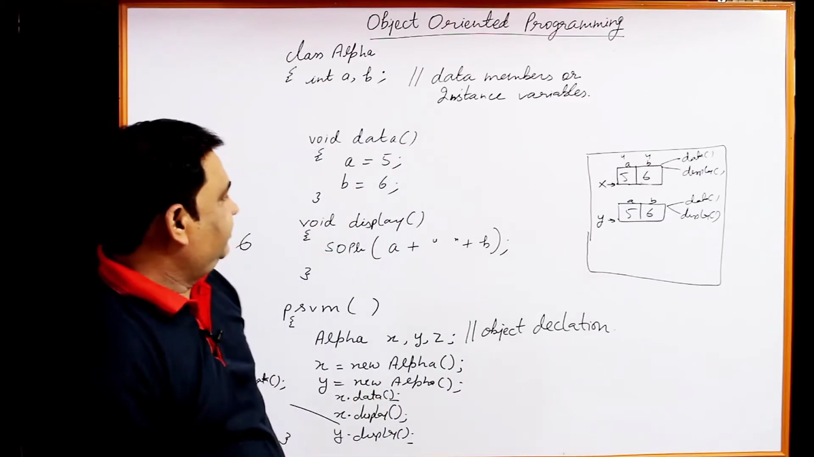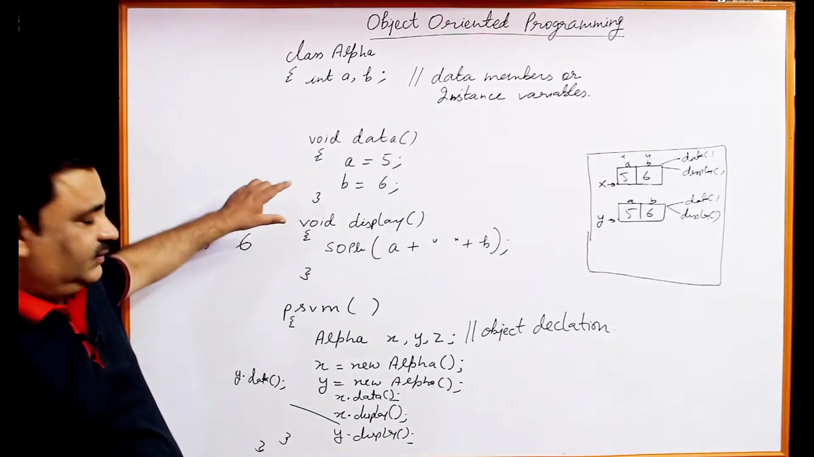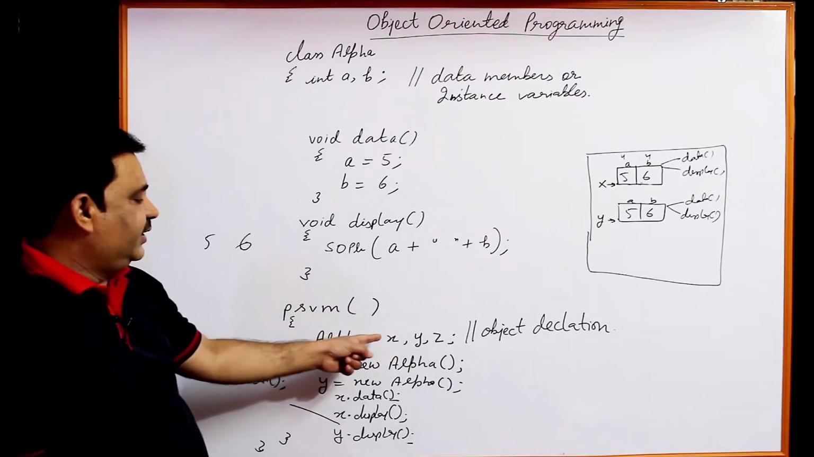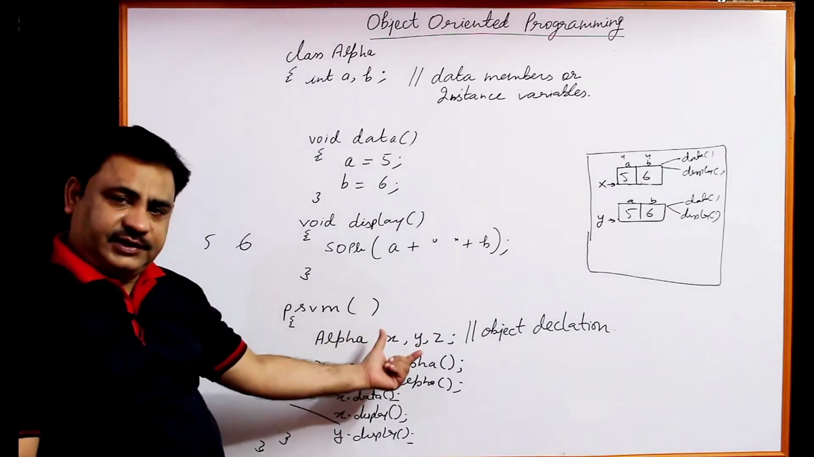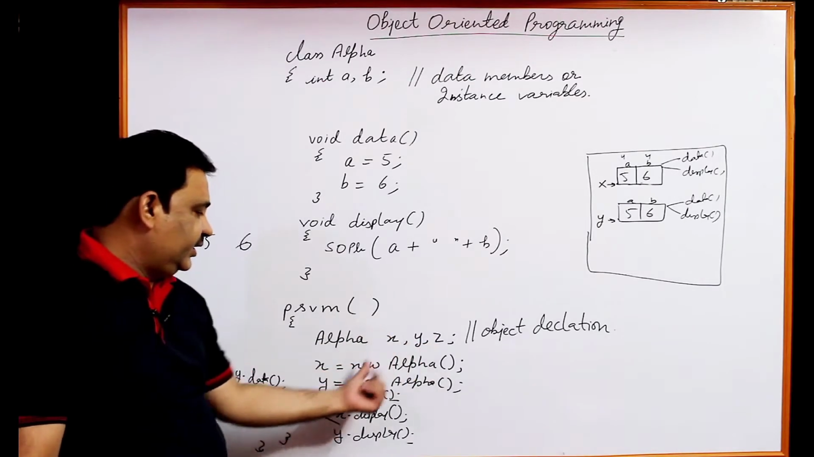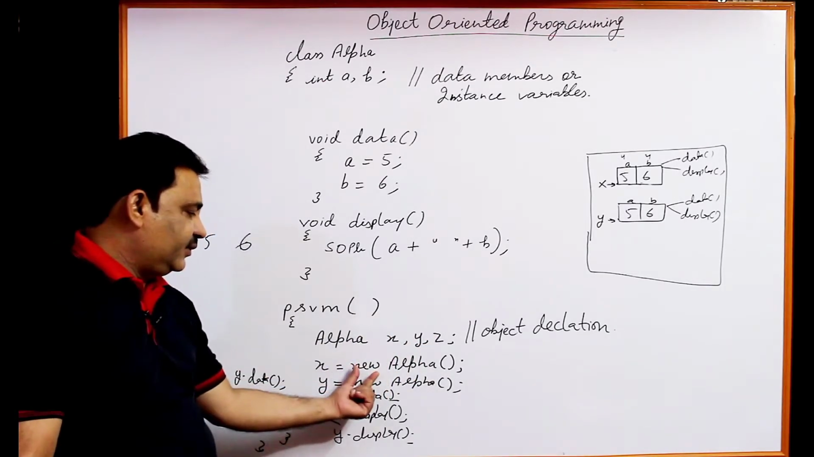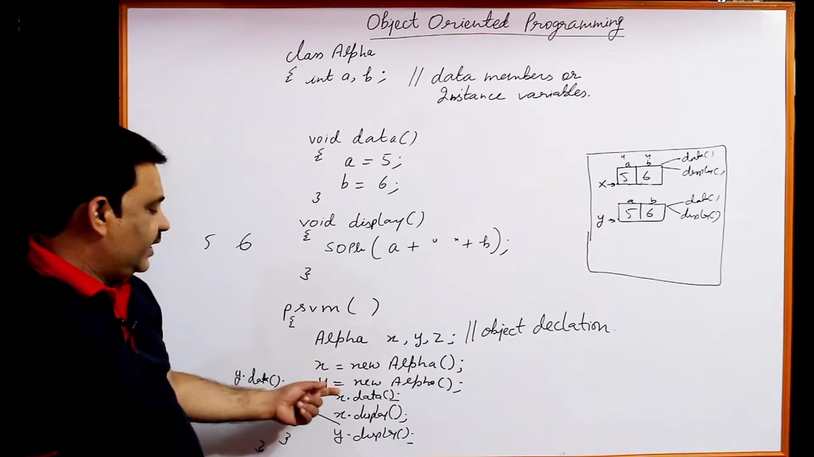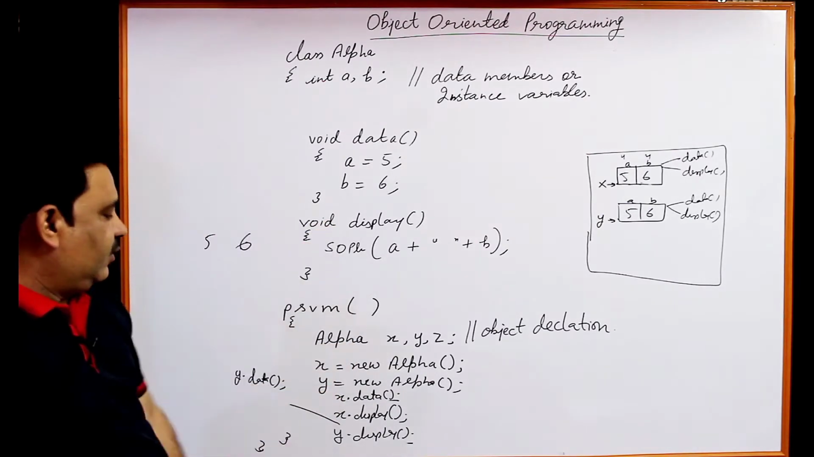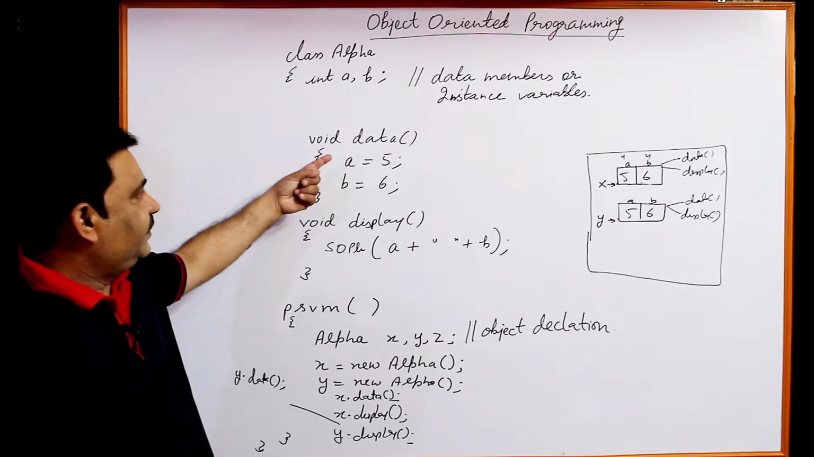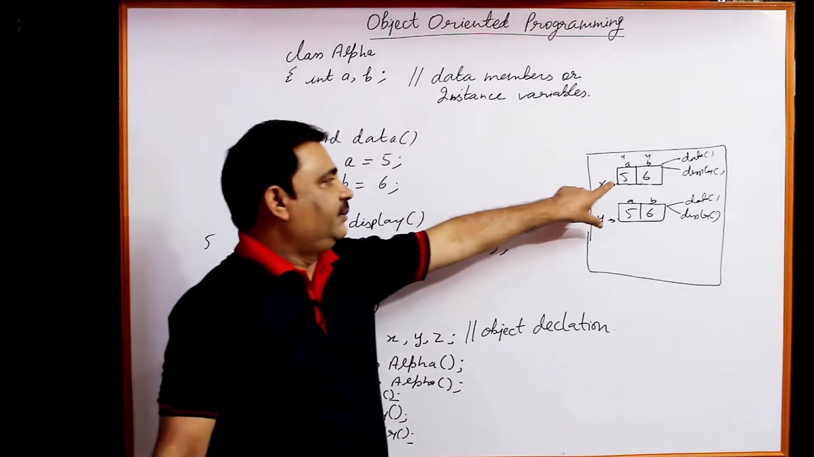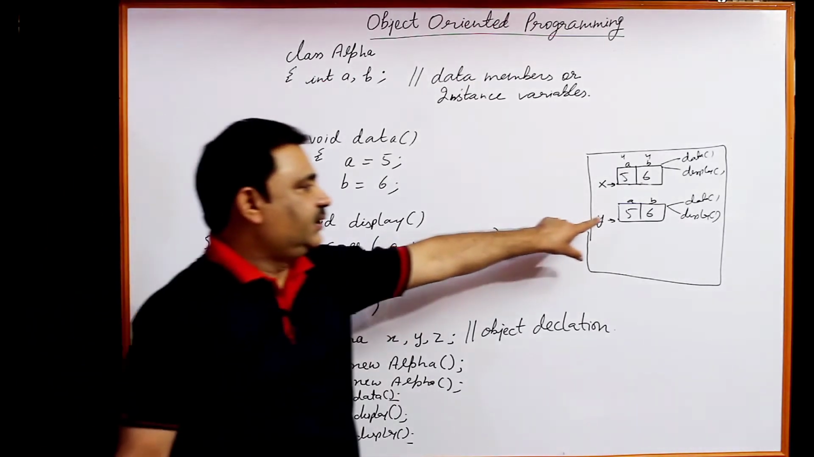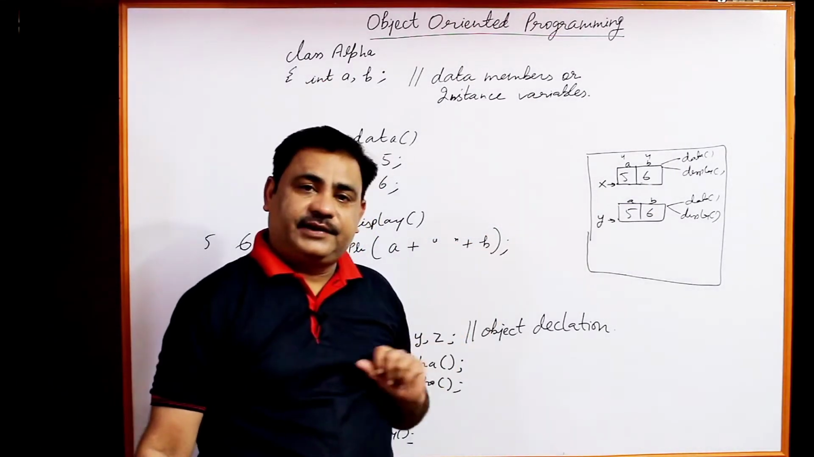Let's continue with the same program of object oriented programming. In this program, we have created x, y, z 3 objects, object declaration, here memory allocation with the help of a new keyword. We have allocated memory to x and y and we have called the functions. Now, when we call x dot data, x object will be initialized with 5 and 6, same way when we call y dot data, this will also be initialized with 5 and 6.